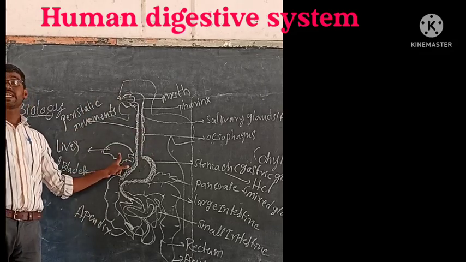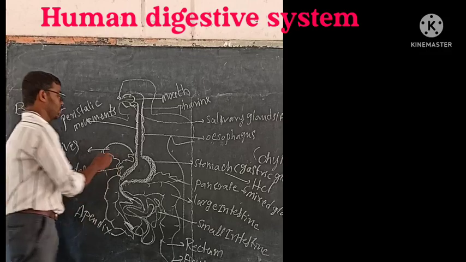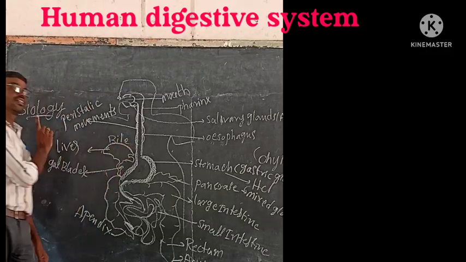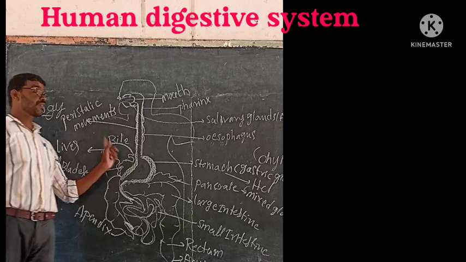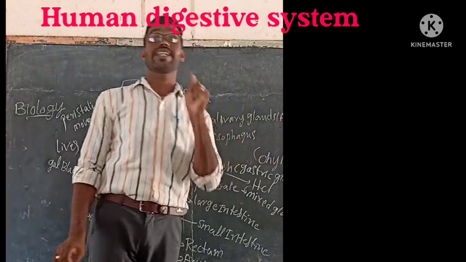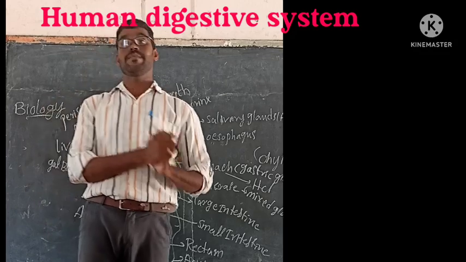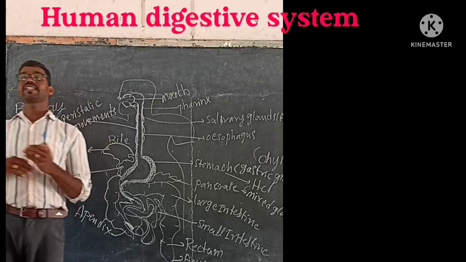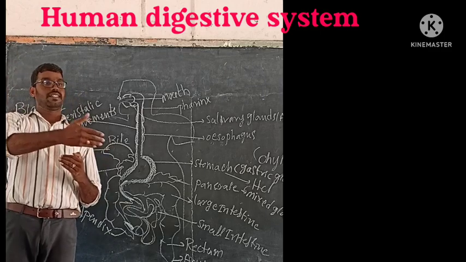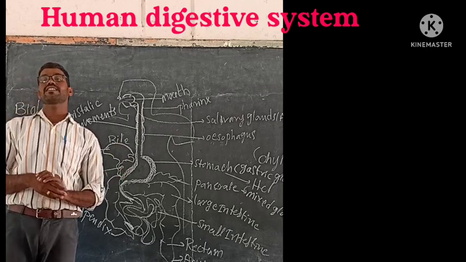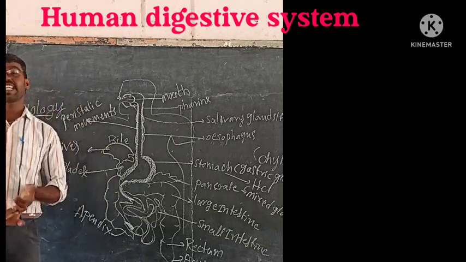In which juice we do not see enzymes, you can write about bile. Bile is released from the liver. What is the use of bile? You can write that bile juice is important for digestion of fat items. Fat items are converted into glycerol and fatty acids with the use of bile. That process you can call emulsification.